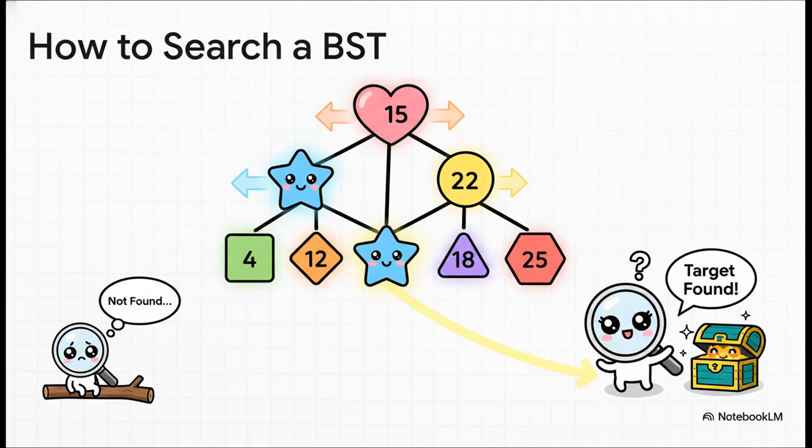Say you're looking for the number 18. You start at the top, the root, which is 15. Is 18 bigger than 15? Yep, so we go right to 22. Okay, is 18 smaller than 22? Yes, it is, so we go left. And boom, there it is. In just a couple of steps, we've zeroed in on our target.